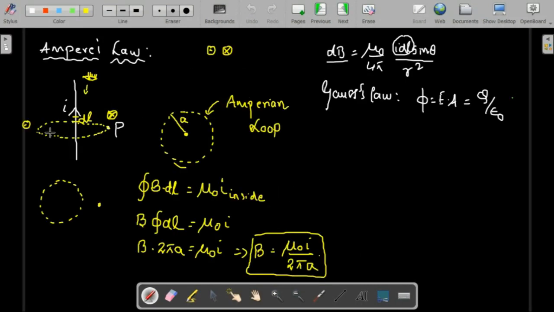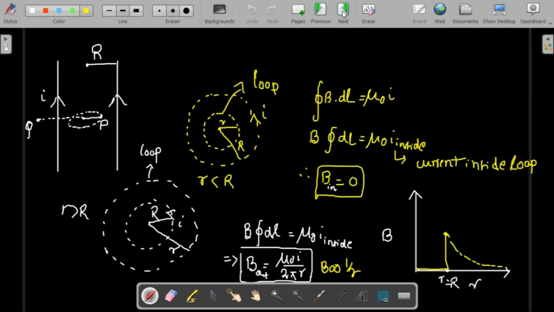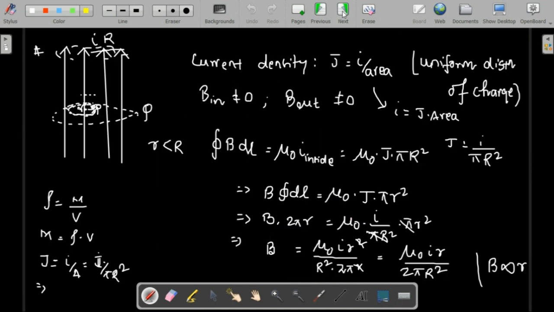Okay, so as you can see, the formula is pretty simple. It all depends on what is the geometry here. Okay, what kind of Amperian loop you are usually considering. So the integral of B dot dl is equal to mu naught I, which will be the main relation, where current is basically nothing but the enclosed current in the Amperian loop.